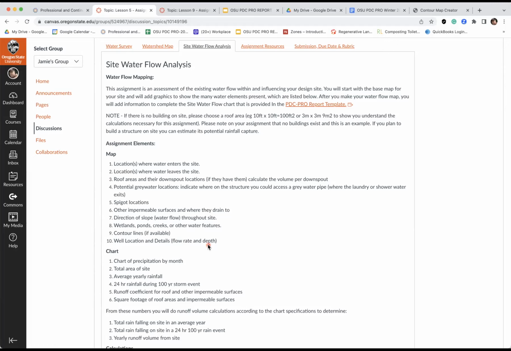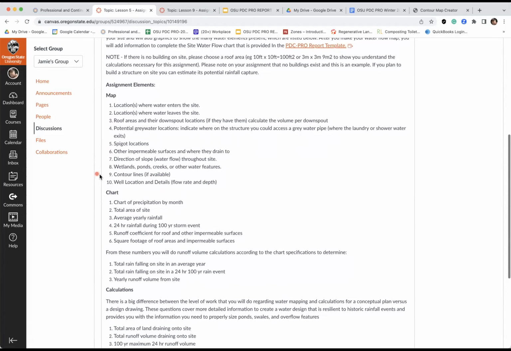I have a friend who lives not too far from here, and he only has 2 gallons a minute. And right next door to where he lives, they have 500 gallons a minute. So it can change dramatically in a short distance, depending on where you're tapping into the groundwater, if that is your water source, which is often the case with larger properties. So that's the map, a big part of this assignment.